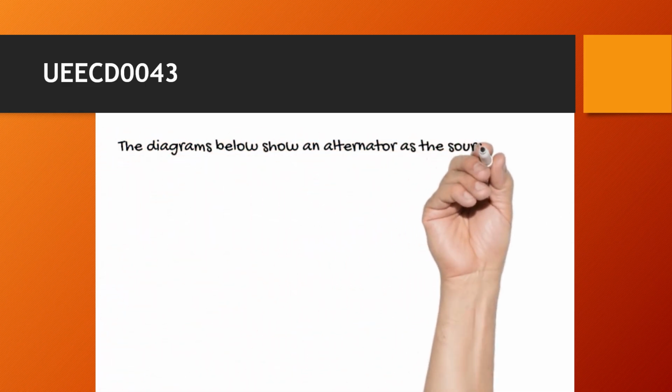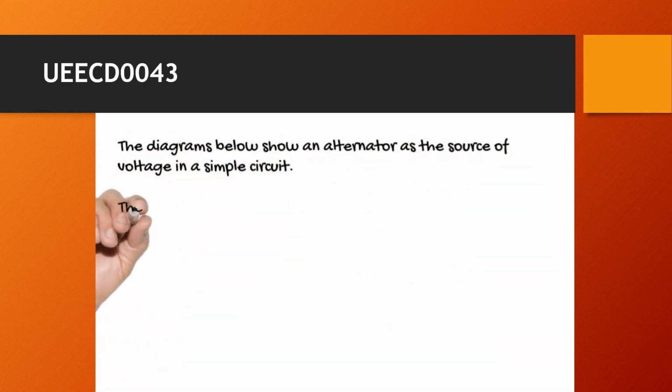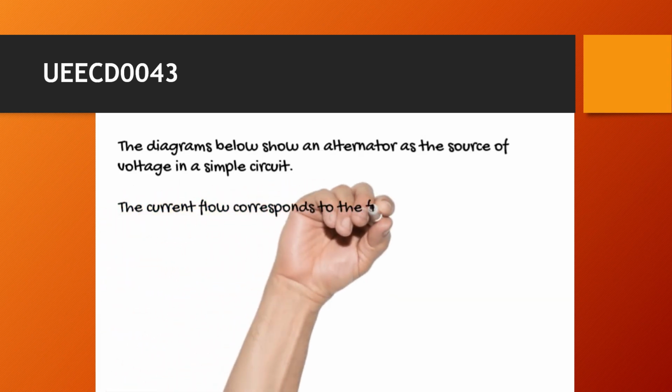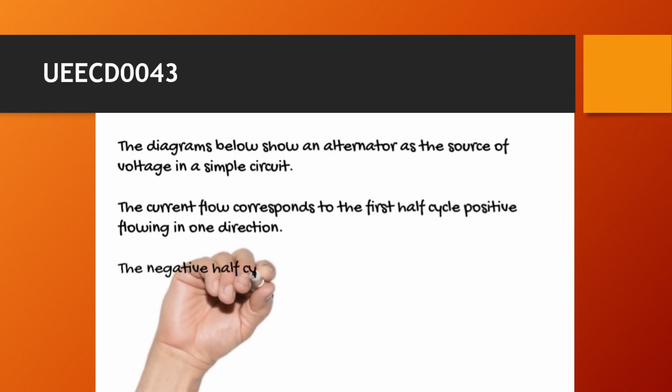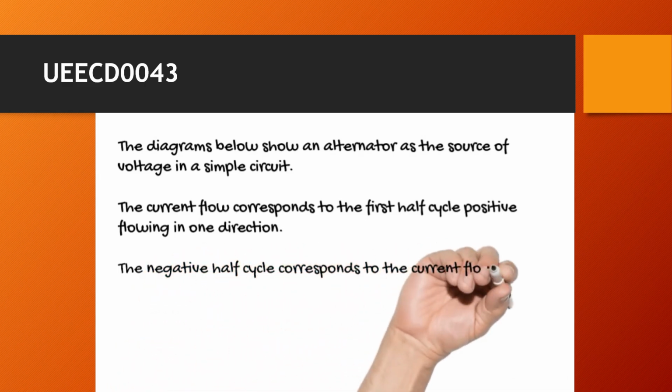The diagrams below show an alternator as the source of voltage in a simple circuit. The current flow corresponds to the first half cycle, positive flowing in one direction. The negative half cycle corresponds to the current flowing in the negative or opposite direction.